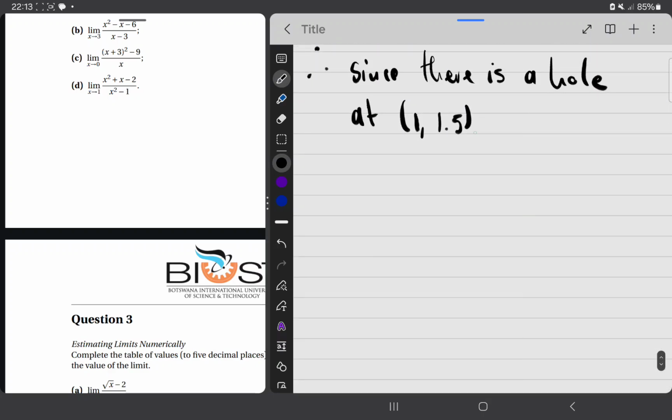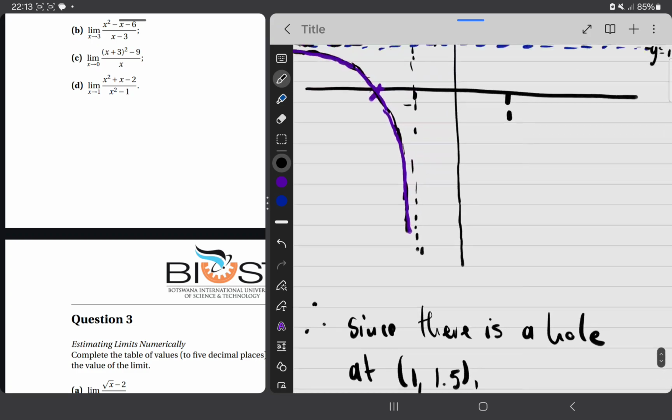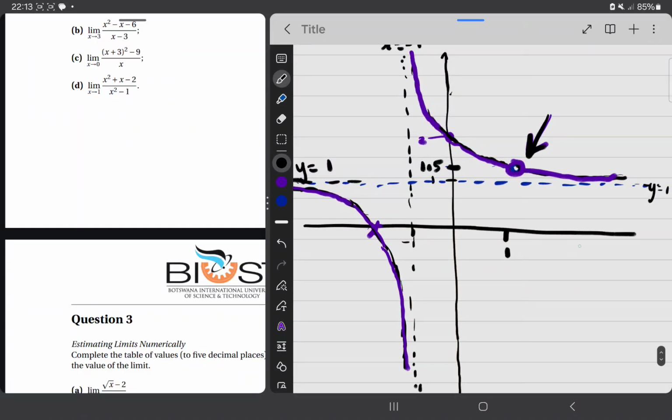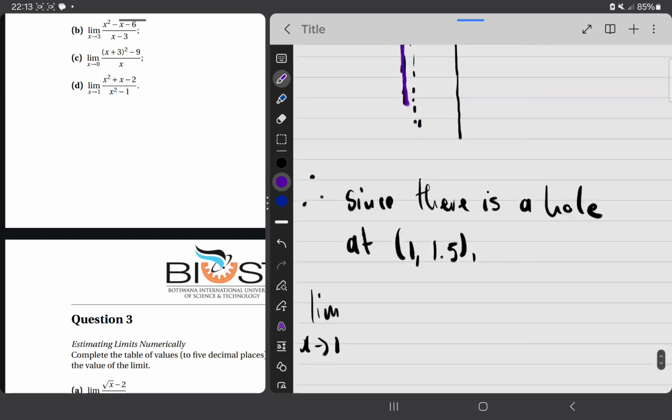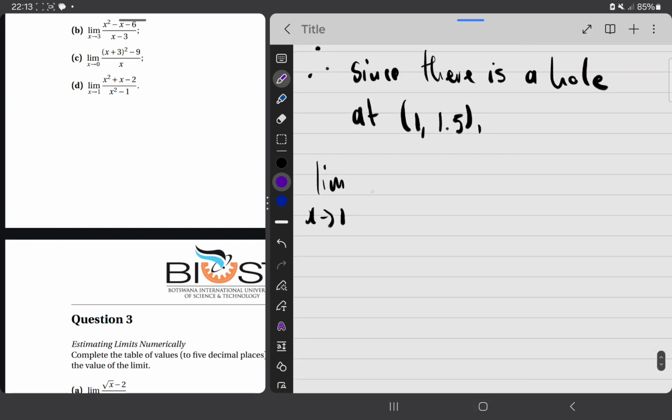You can just say the limit as x approaches 1. As we are approaching the value of 1, that is what we care about. When we are approaching the value of 1, what y value are we approaching? That is what we are proving with the graph. And we have seen that we are approaching the y value of 1.5. That's the limit. So as x approaches 1, what y value are we approaching? That's just what we are asking.